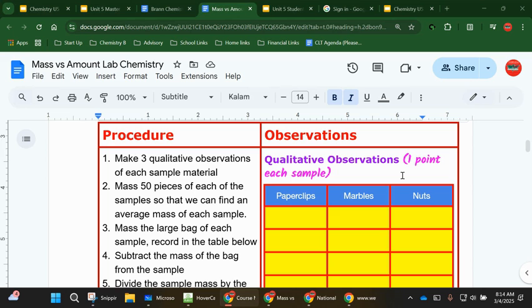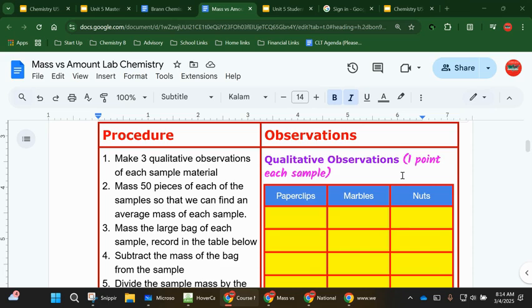Okay? So, there is a spot for 4 observations. You need to fill in at least 3 of these. You can make more than one observation of what you see. You can make more than one observation of what you feel. I don't know how you can make more than one observation of what you smell. Either you smell an odor or you do not.